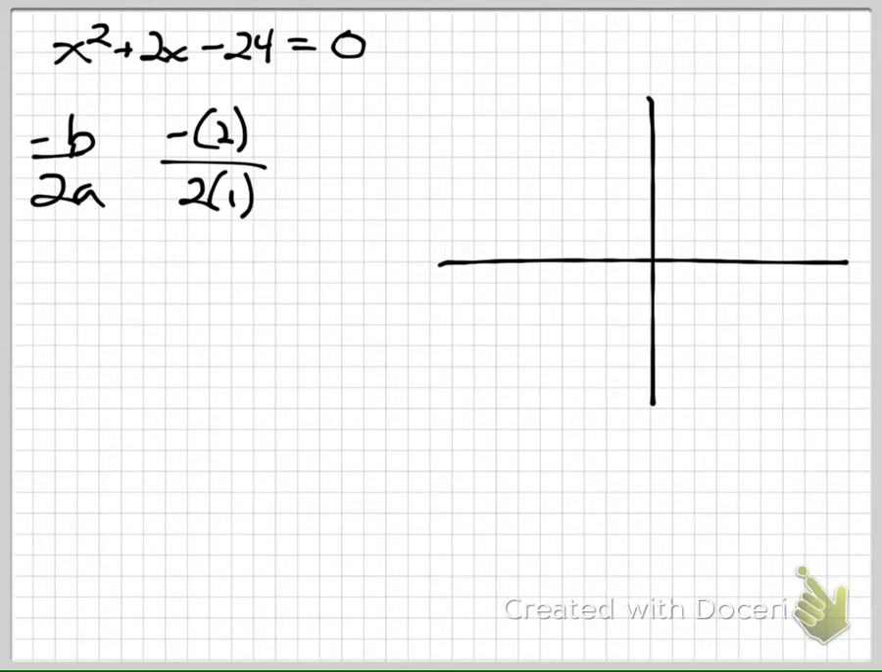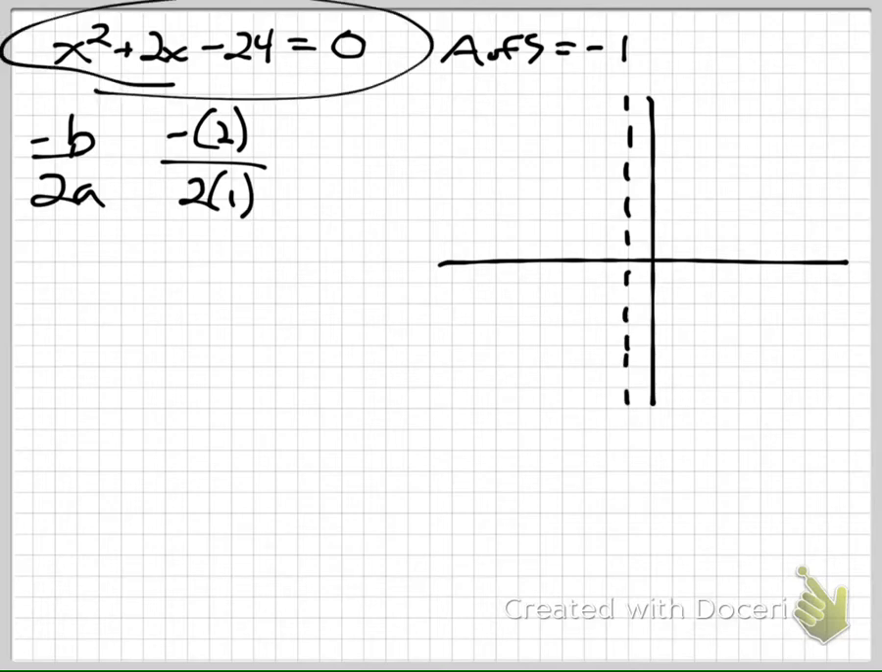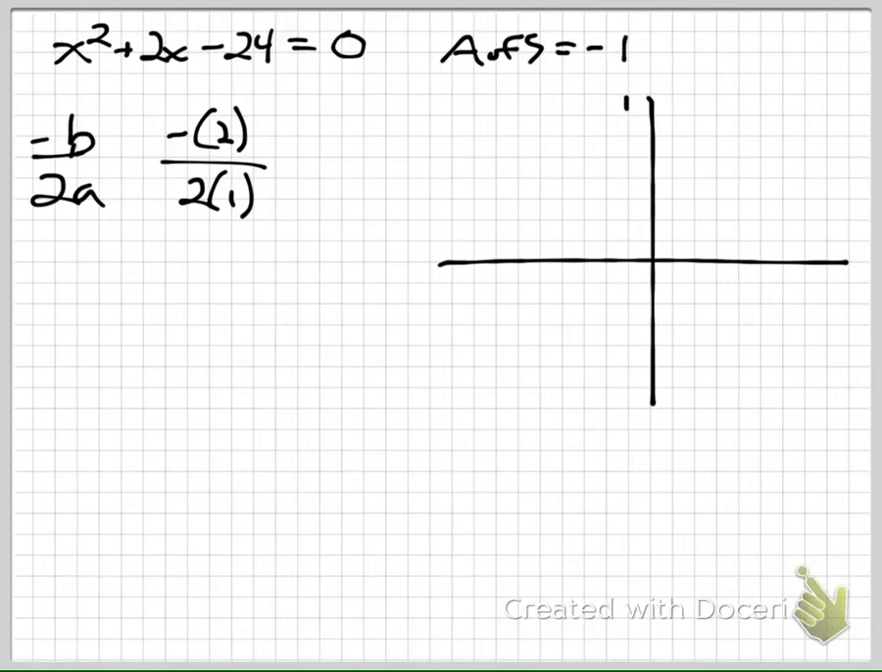So the axis of symmetry equals negative 1, which means that it's right here. We know this. We also know, just by looking at this, that it's positive, so it's a right side up U. We also know it crosses the y-axis at negative 24. So, oh boy, right? That means I'm actually going to need to erase that and make it a lot closer.